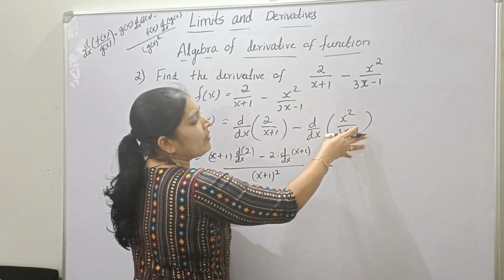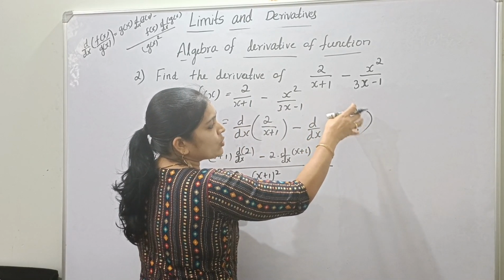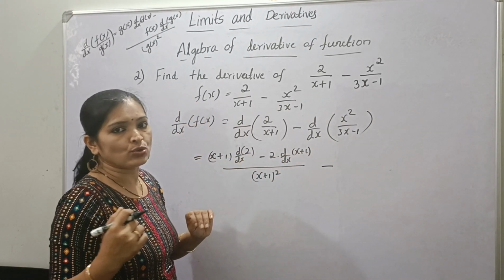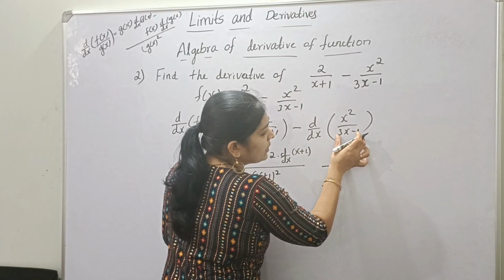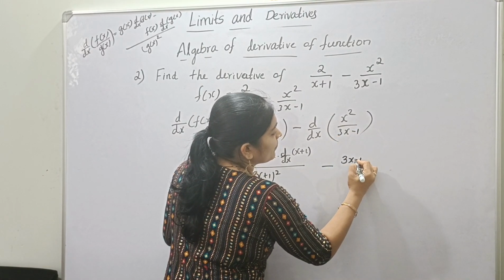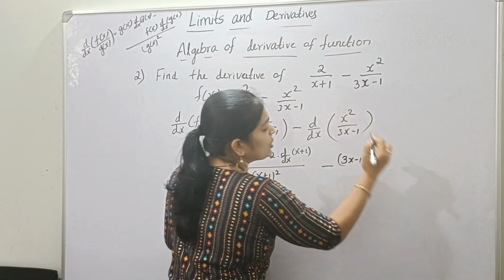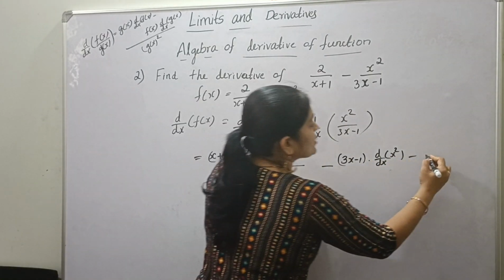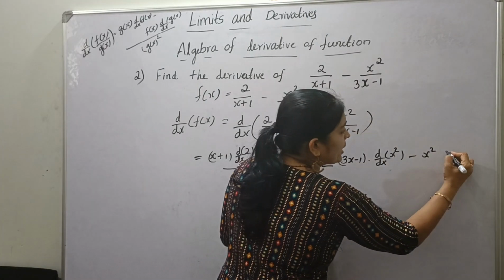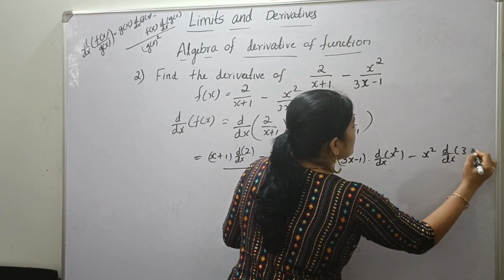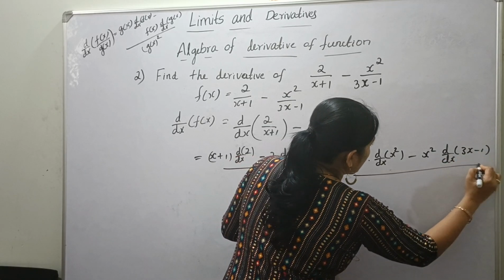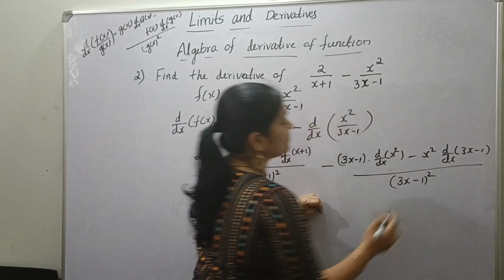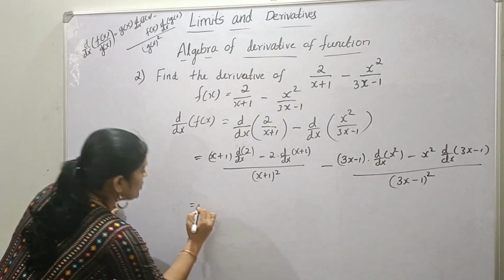Minus, next we will find this derivative. Here also we have to find the derivative using quotient rule, right? That is denominator 3x minus 1 into derivative of x square, d by dx of x square, minus x square into derivative of denominator, d by dx of 3x minus 1, whole divided by square of the denominator, that is 3x minus 1 whole square. Okay, now let us find one by one.